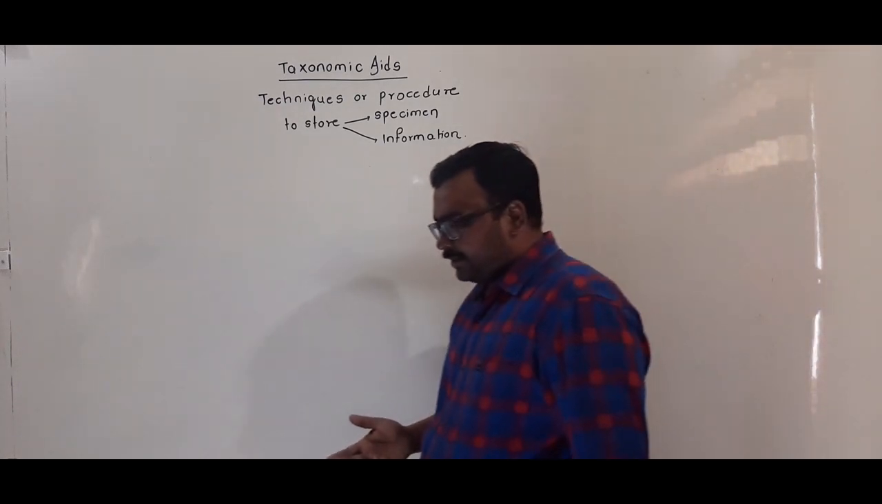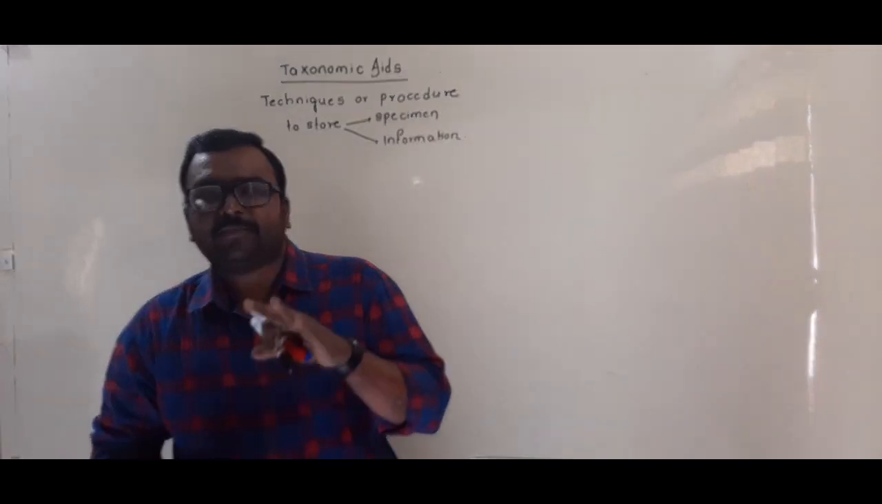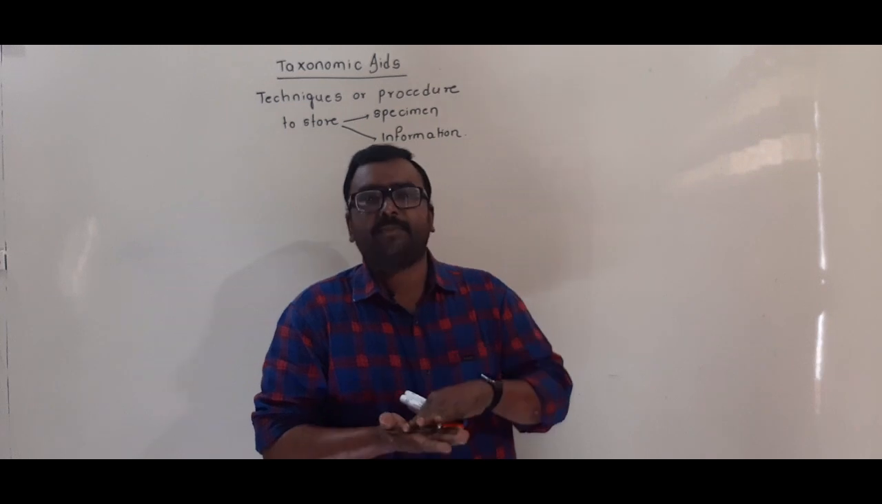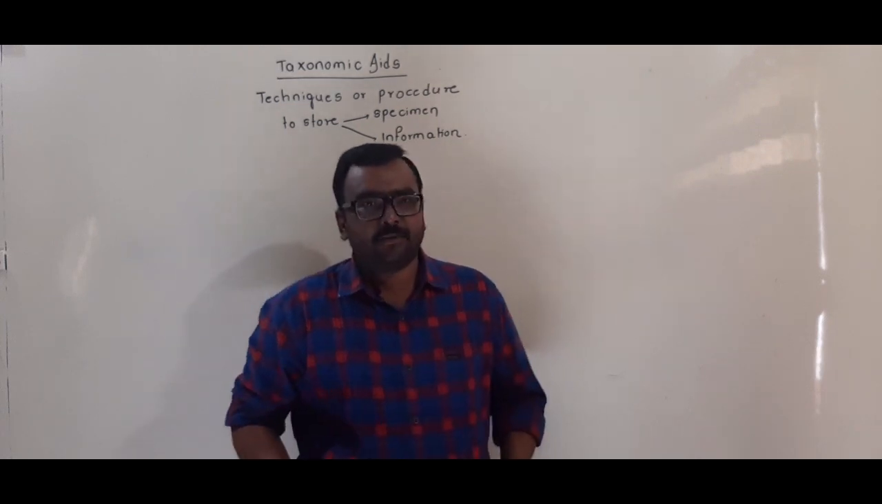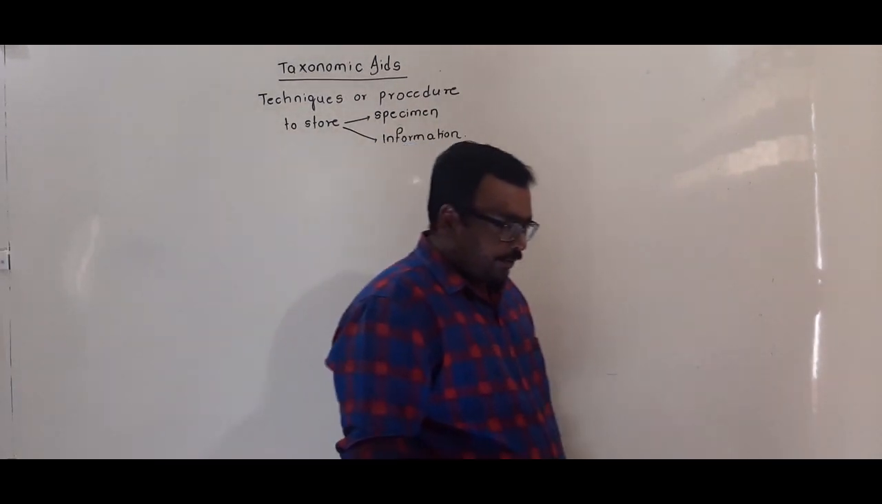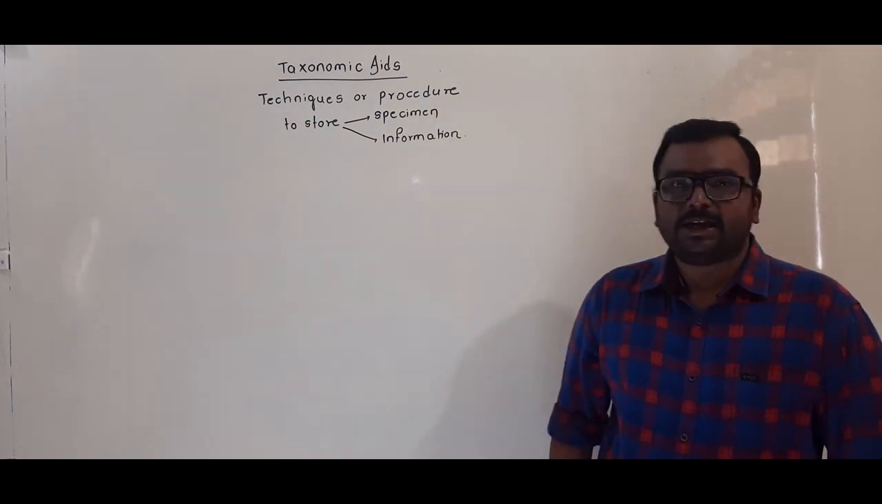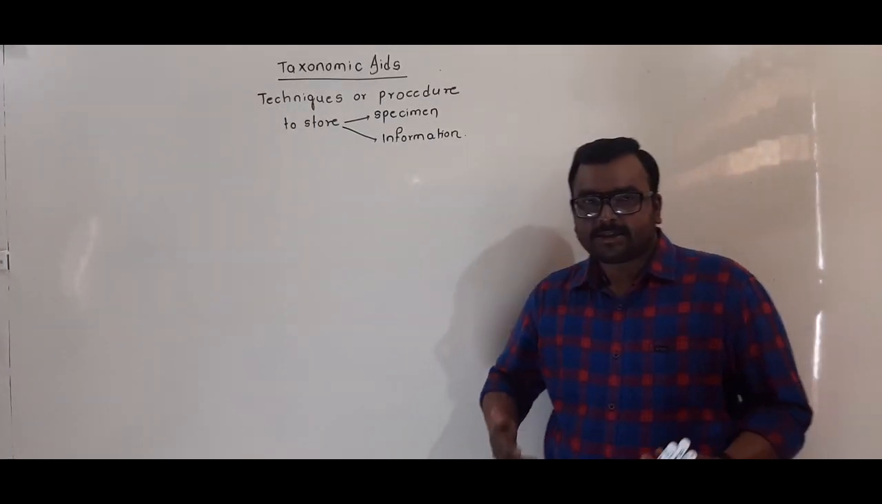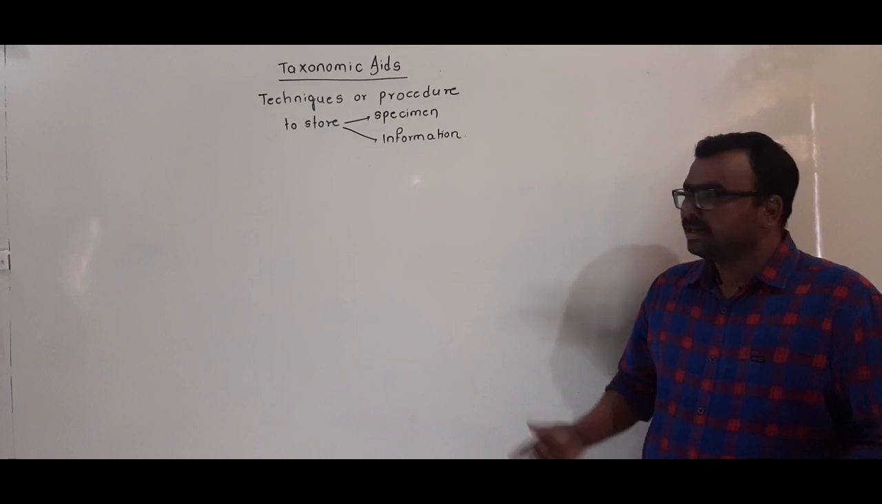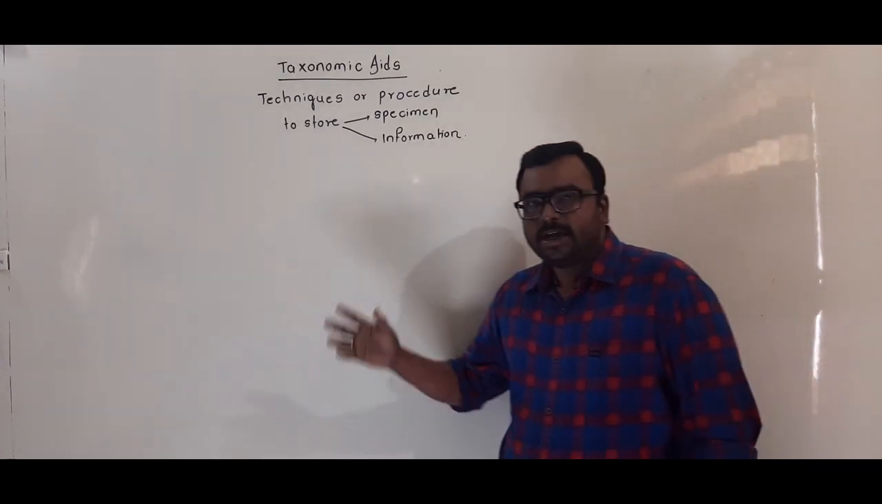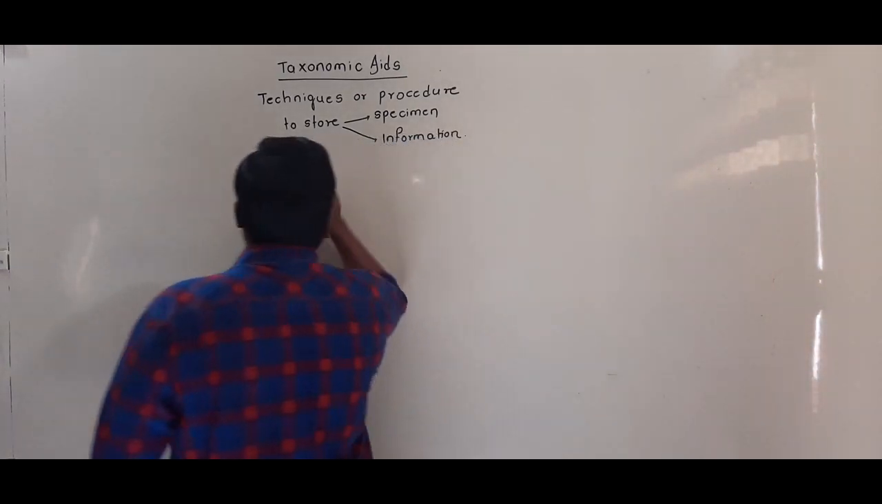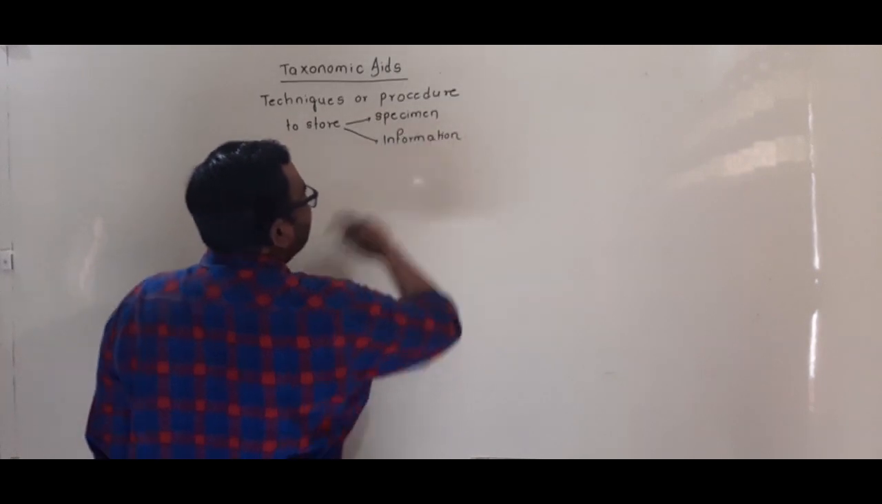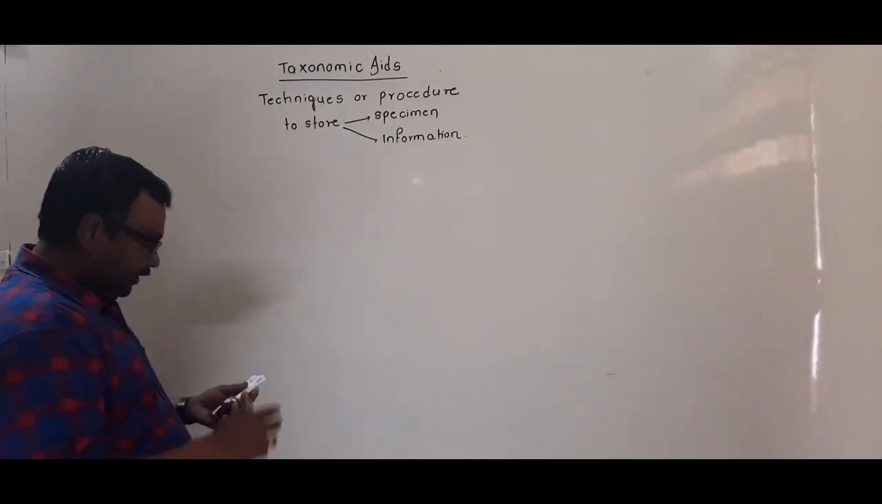And in taxonomic aids, various types are present. For example, if you store plant specimens, that is considered to be a herbarium. If you store living plants, that is called botanical gardens. Zoological parks, taxonomic keys and museums are different types of taxonomic aids, and all of you know that these are used to store specimens along with their information.